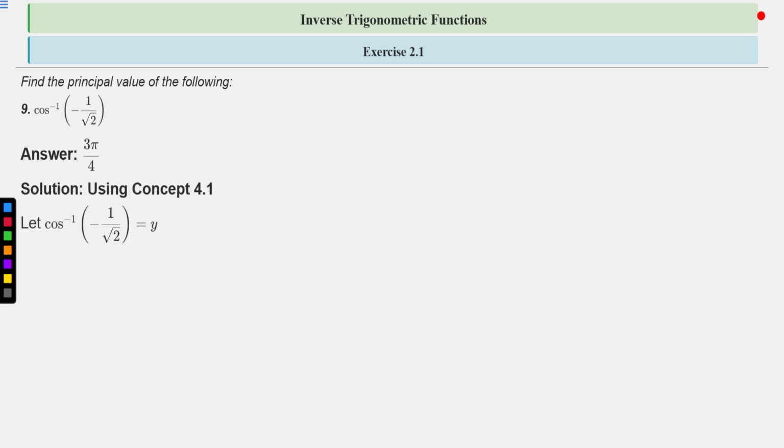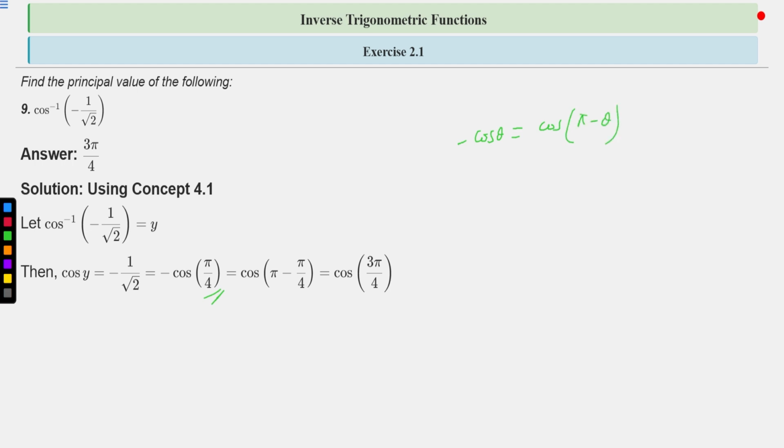So again, you can apply a similar approach. Let cos inverse minus 1 by root 2 be equal to y, right? Then cos y is equal to minus 1 by root 2. Minus 1 by root 2 you can write as minus of cos pi by 4, right? Now, minus of cos theta is cos of pi minus theta. Therefore, minus of cos pi by 4 we can write as cos of pi minus pi by 4. Clear? Therefore, it will be cos of 3 pi by 4, right?